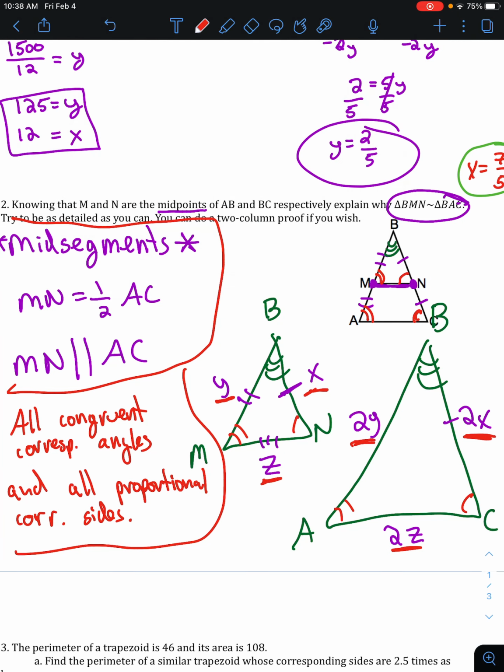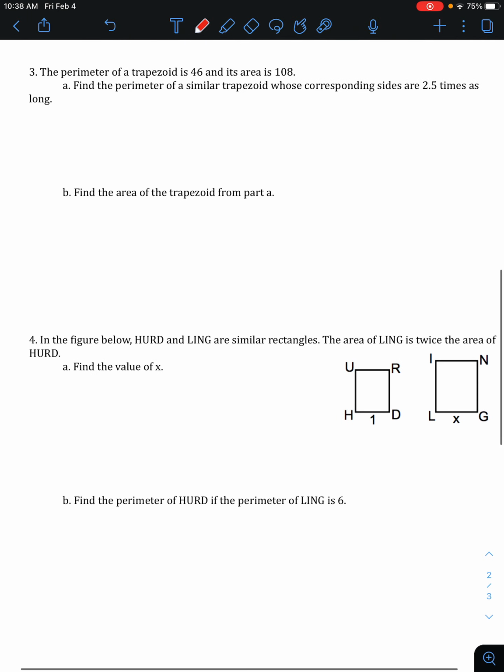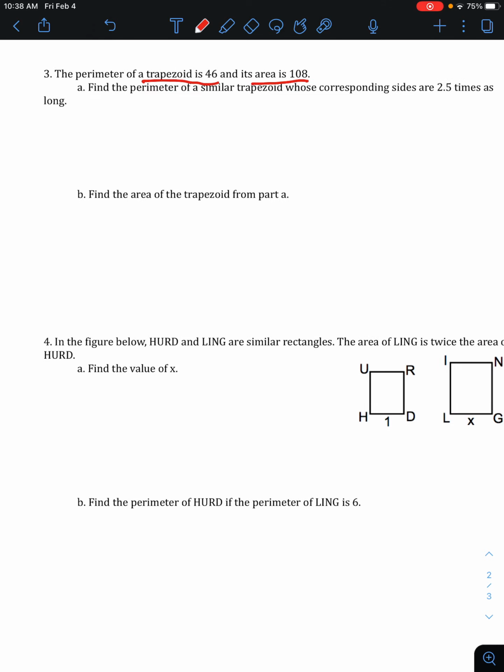Moving right along, let's see. All right, so now we have our areas and perimeters. It says the perimeter of a trapezoid is 46. Its area is 108. So we have some trapezoid with perimeter 46, area 108. Find the perimeter of a similar trapezoid whose corresponding sides are 2.5 times as long.